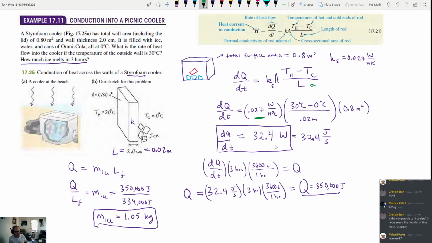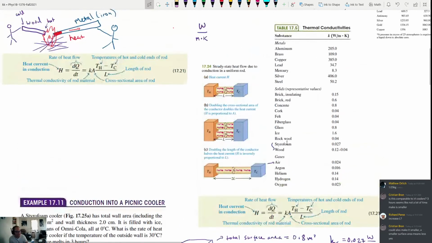Christian, you said make it smaller. You mean make the cross-sectional area smaller? The area of the outside smaller, I assume? Yeah. That would work. And that's really all we can control. The only other thing that we can control is the substance that we're using right here, right? So we could switch to a substance that has a higher insulation, a lower conductivity.